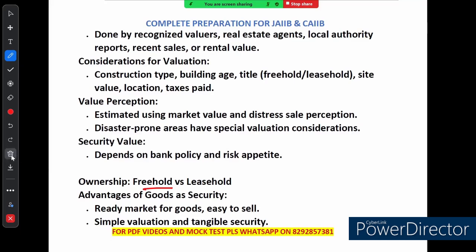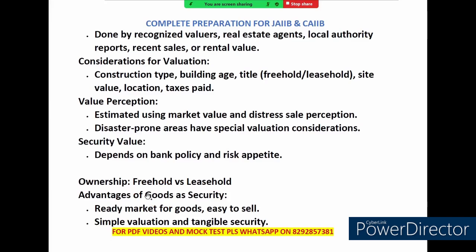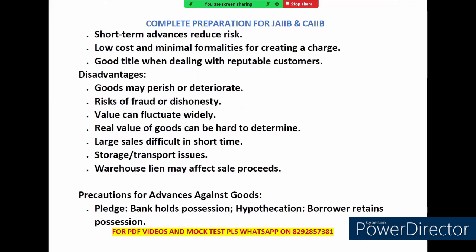Now, what is the advantage of goods as a security? Now let's talk about goods. See, banks often use goods like stock or merchandise as security for the loan. Here is why. What is the advantage of goods as security? Goods are usually easy to sell because there is a ready market, and goods valuation is simple. They are tangible, you can see and touch them.